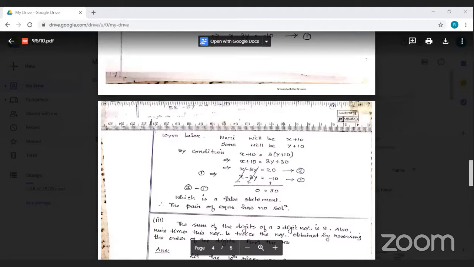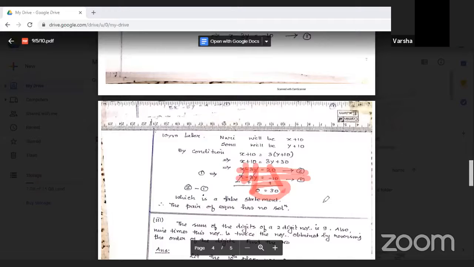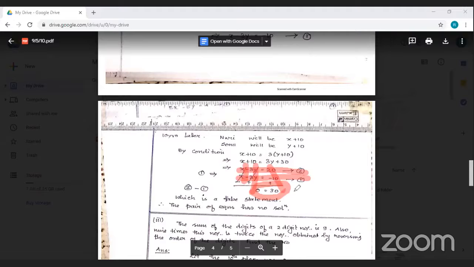Okay. Write the first equation, x minus 3y is equal to 20, and the first equation as it is. Because the x is same, cancel the x, and y also cancels, 20 also will get cancelled. 0 is equal to 30 we are getting. Is it correct? 0 is equal to 30.